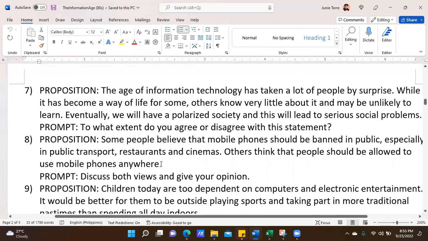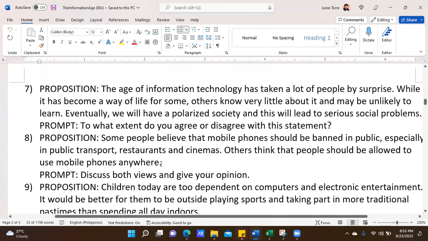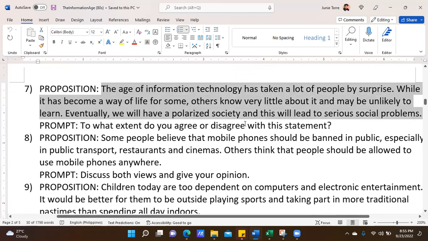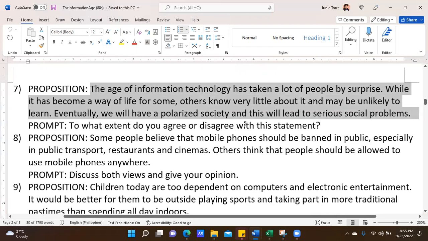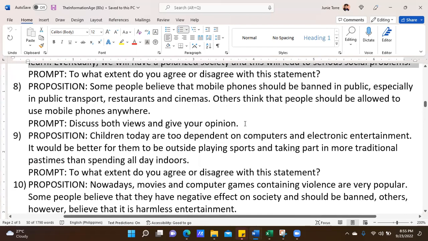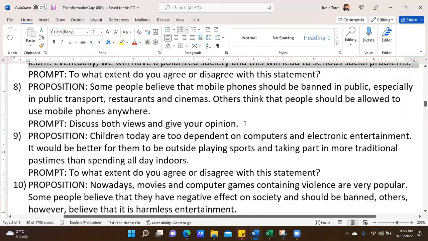The age of IT has taken a lot of people by surprise. While it has become a way of life for some, others know little about it and may be unlikely to learn. Eventually, we will have a polarized society and this will lead to serious problems. Parang older and younger generation, no, guys. Parang in ano din, it's like a cognitive revolution question as well.